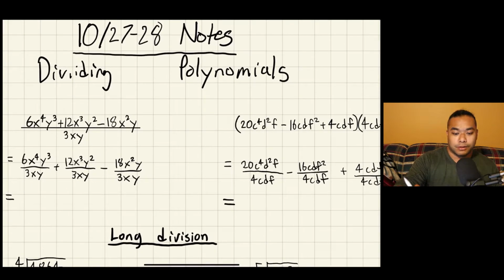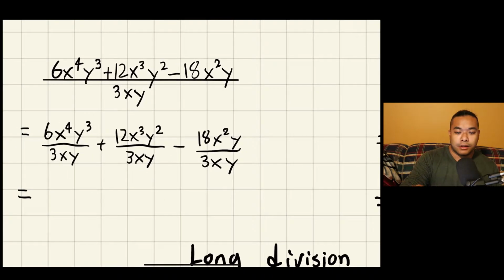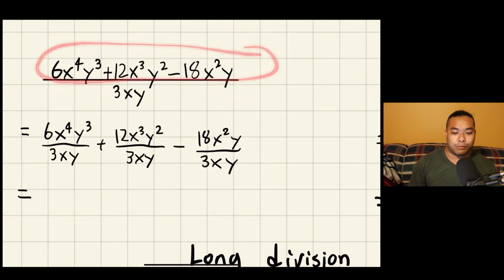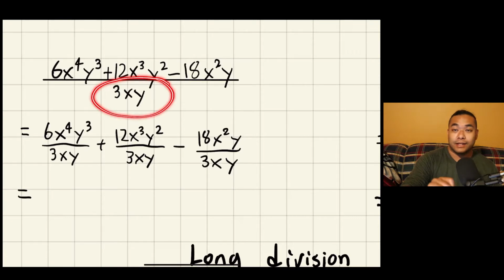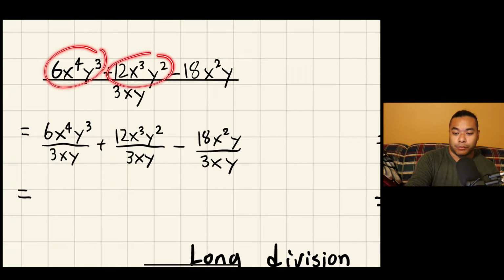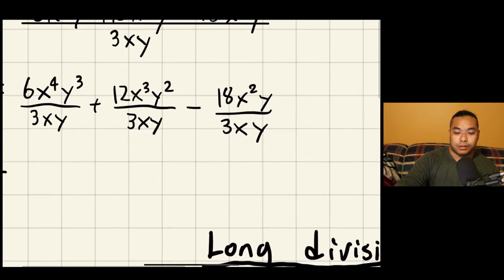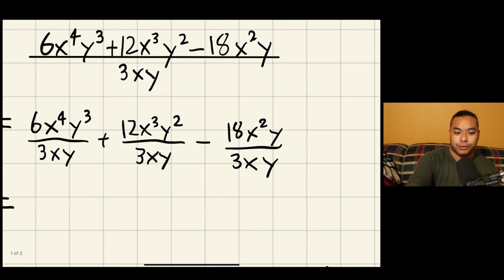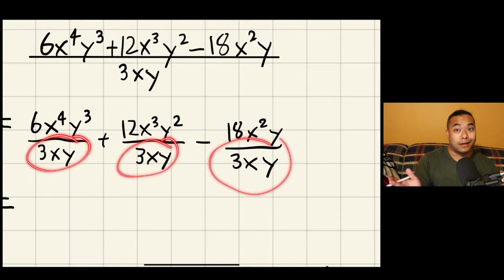So dividing polynomials, we have 6x to the fourth y cubed plus 12x cubed y squared minus 18x squared y, and we're dividing it by 3xy. So anytime I have a division and whatever was on top, my numerator, is multiple terms, so 1 term, 2 term, 3 term, we know they're terms because they're separated by positive and by minus. All I do is split it up. So each original term up here, I split them up into 3 parts and divide them individually. And I should get an answer.